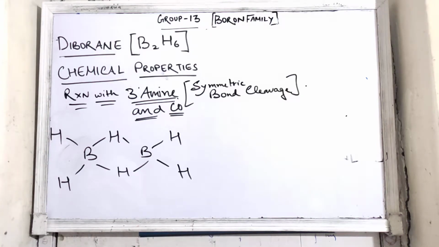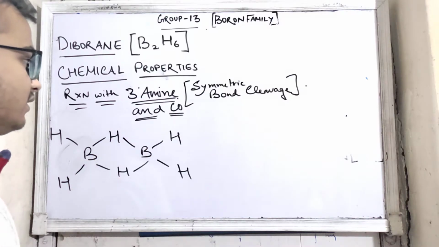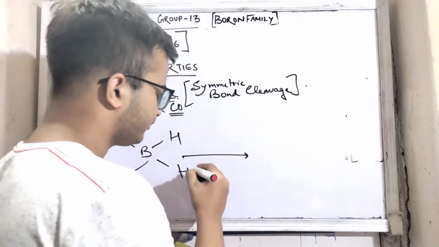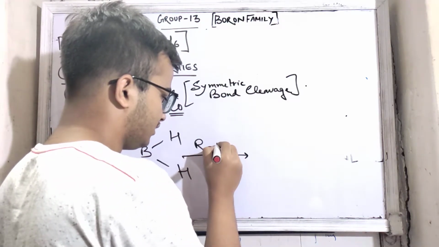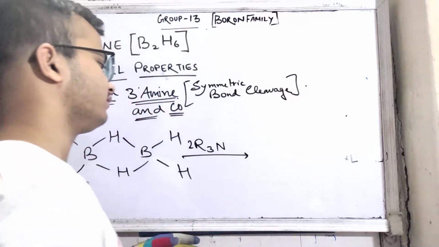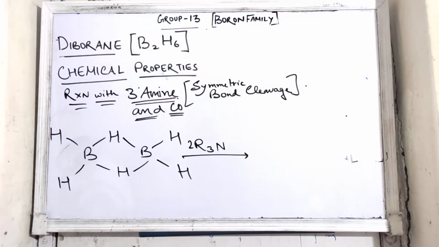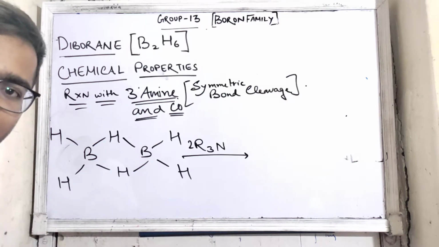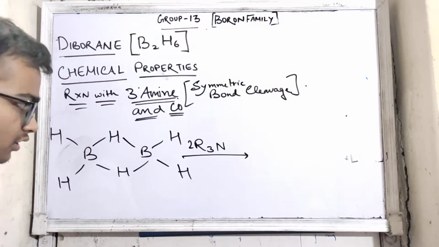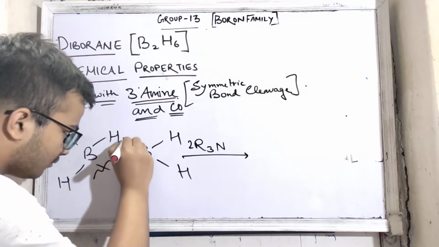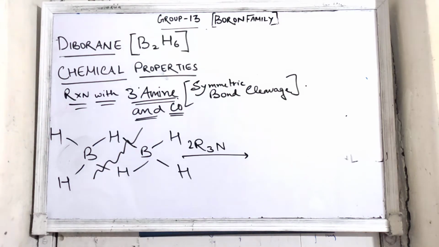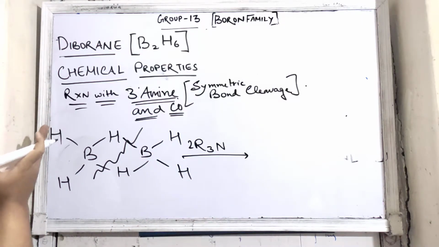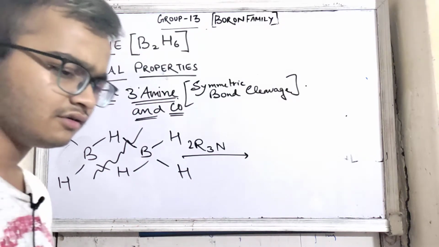Now if you have to symmetrically break the bond, if you take a 3-degree amine, R3N, it will be 2 times R3N. Now if you have to symmetrically break this compound, that means both sides will have the same number of hydrogen and boron, right? So if we cut the bond in this way, it will be symmetrically broken. See, BH3 and here also BH3, right?